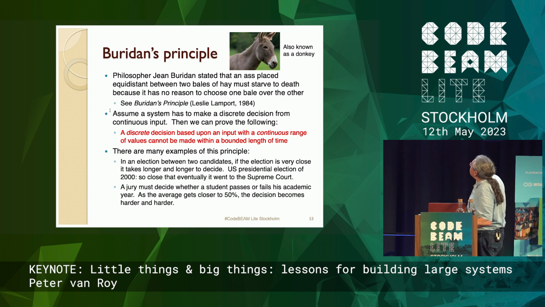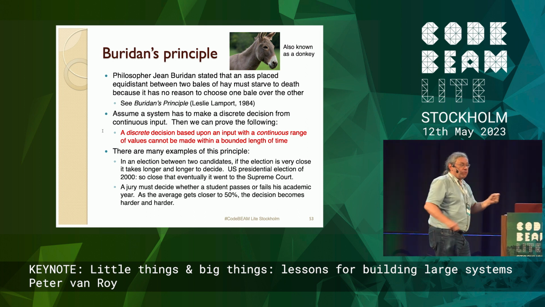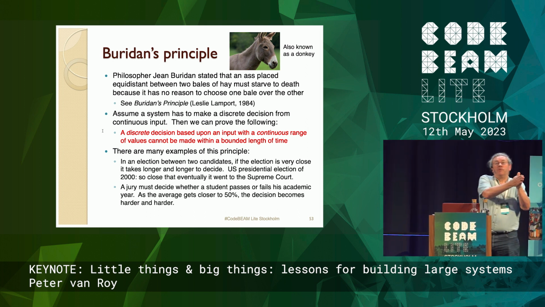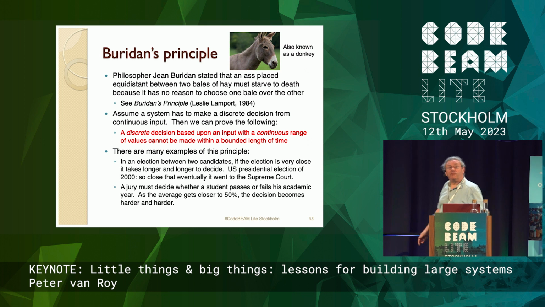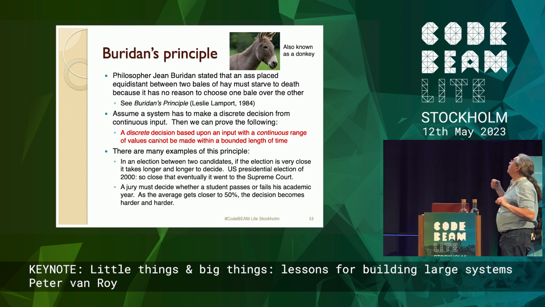Okay, so what does that really mean? It means you have a system that has to make a discrete decision, yes or no, from a continuous input. A continuous input, any number from 0 to 1. And the theorem is: a discrete decision based on an input with a continuous range of values cannot be made within a bounded length of time. There are always values for which it will take arbitrarily long.